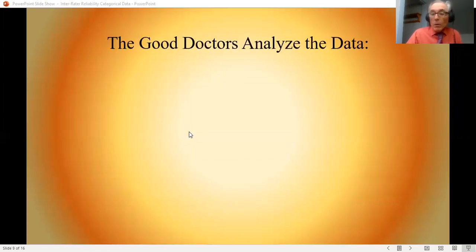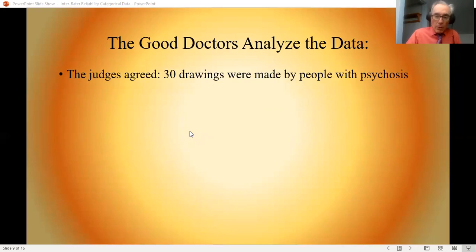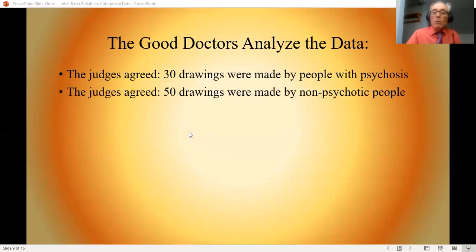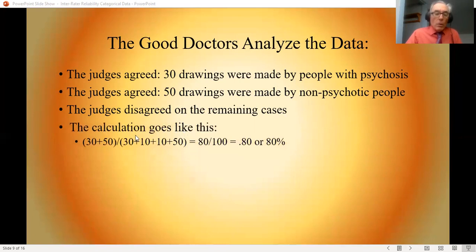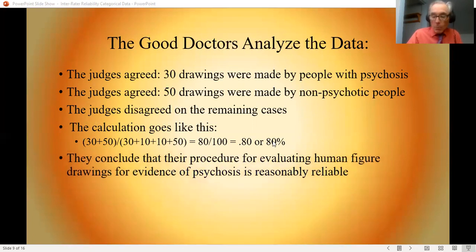Well, if all we're doing is looking at percentage agreement, we know they agreed that 30 cases were made by people with psychotic disorders, and they agreed that 50 of the drawings were made by people who were not psychotic. And of course, they disagreed on the remaining 20 cases. So the calculation is A plus D, 30 plus 50, divided by the 100, which is the total number of cases rated. And that gives us a value of 0.80, or if you wish to represent it as a percentage, 80%. They've agreed 80% of the time. And their conclusion is that their procedure is actually a reasonably reliable one.